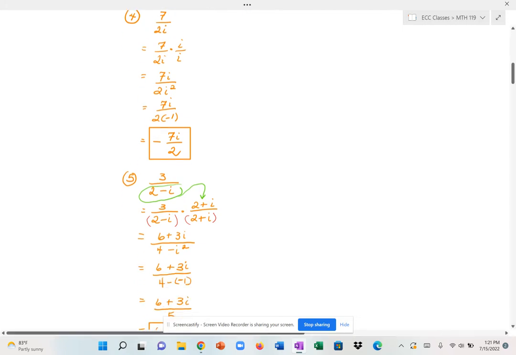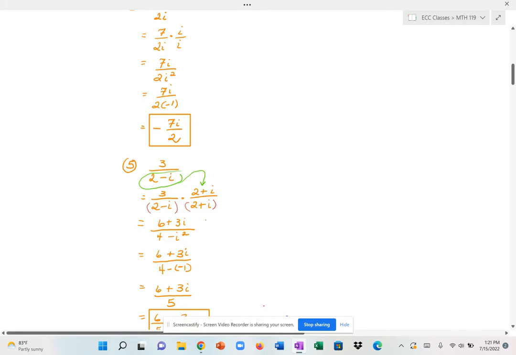So on the top, in the numerator, you distribute. So I get 6 plus 3I. And in the denominator, when you FOIL two conjugates, these right here, 2 minus I and 2 plus I, your outer and inner are going to cancel. So here's first, here's outer, here's my inner result, and then here's my last result. Notice that the outer and the inner will cancel each other out.